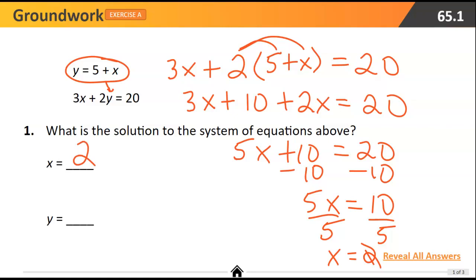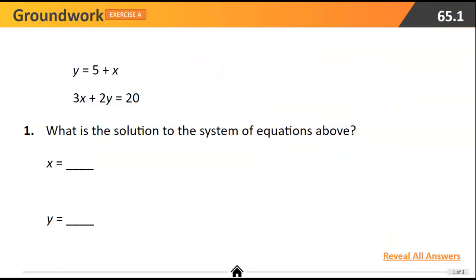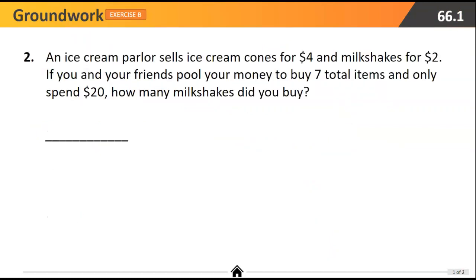Now, if x is equal to 2, we can figure out y by saying y is equal to 5 plus our x. Well, our x is 2, 5 plus 2 is 7. Our y solution is 7. So the solution to the system of equations is 2, 7.